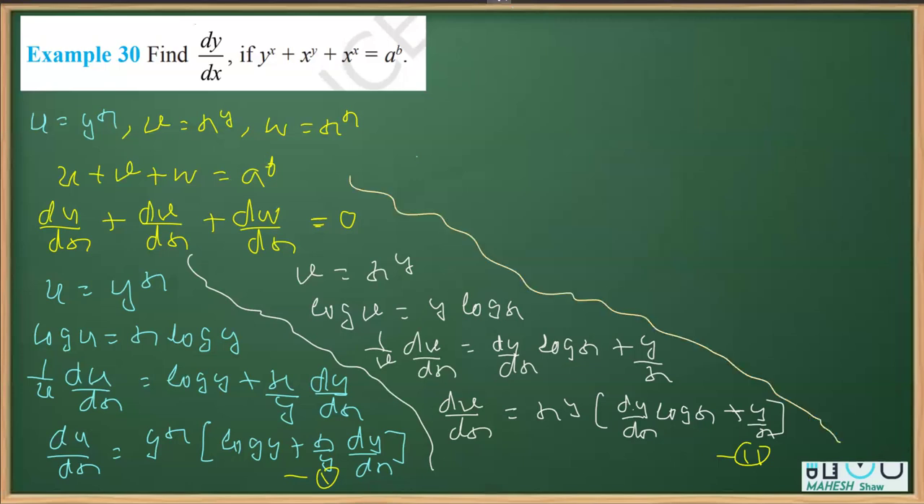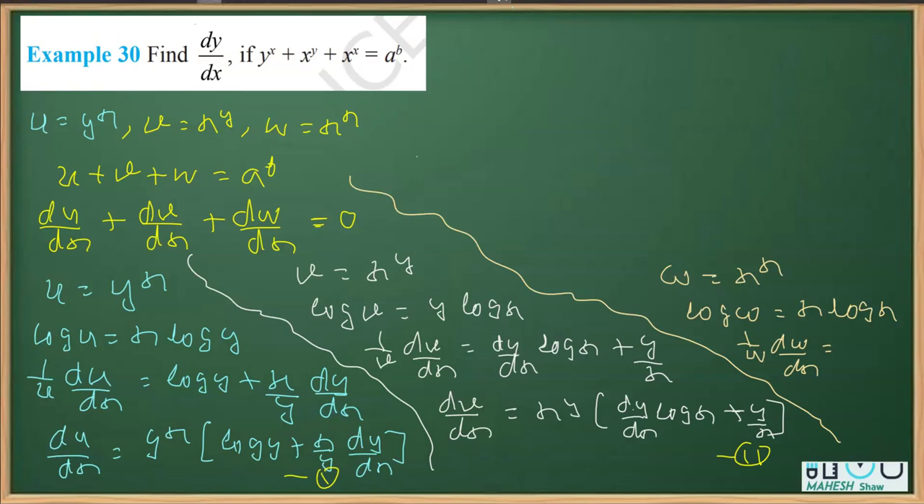For finding w, I'm writing w is equal to x raised to the power x. Here also we'll be applying log. So it is log w is equal to x log x. For w, it's 1 by w dw by dx is equal to log x.